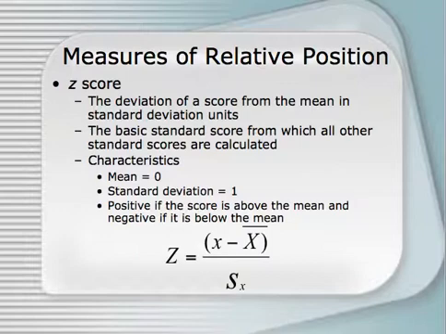The z-score is the deviation of a score from the mean in standard deviation units. Z-scores have a mean equal to 0 and a standard deviation of 1. It is positive if the score is above the mean, and negative if the score is below the mean. And here's the formula to calculate a z-score: you take a participant's score minus the mean, divided by the standard deviation.